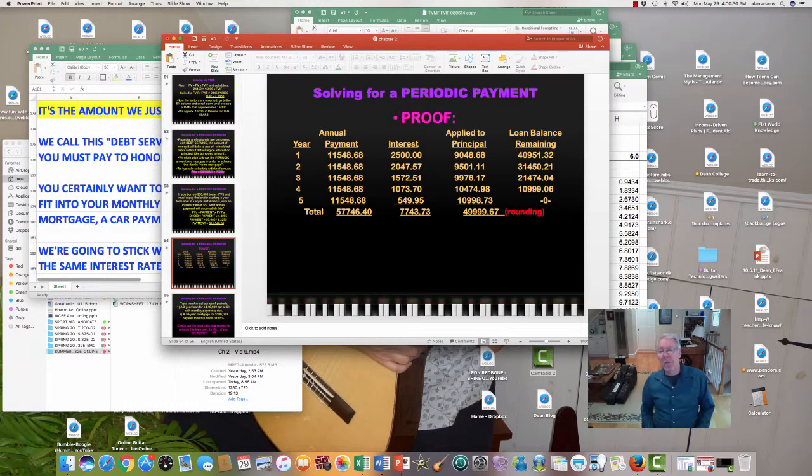So in year 2, I'll calculate interest based on $40,951.32 times 5%. That will equal $2,047.57. When I make my 4th payment, I will have paid down all but $10,999 to the bank. So my very final payment on the last day of the 5 years, my last $11,548, contains $549.95 of interest. The balance that's left to apply to my principal is about $10,999, and my debt is now dead.